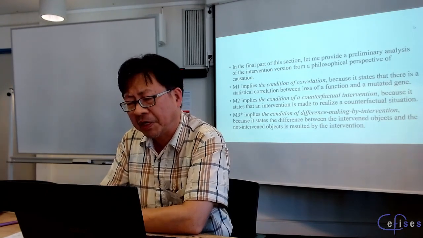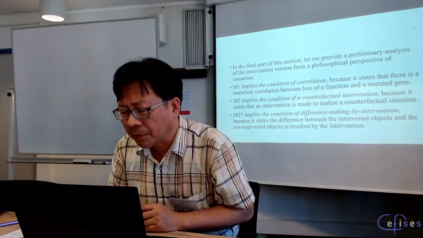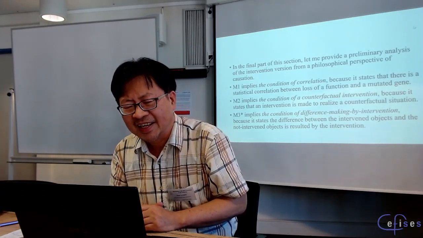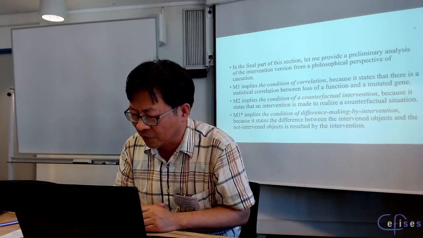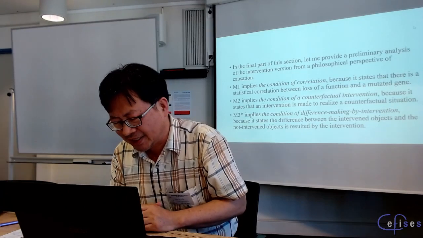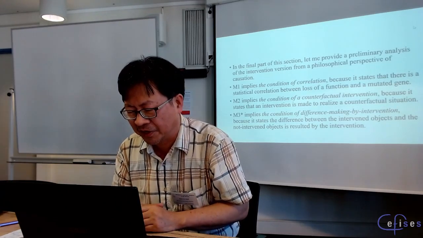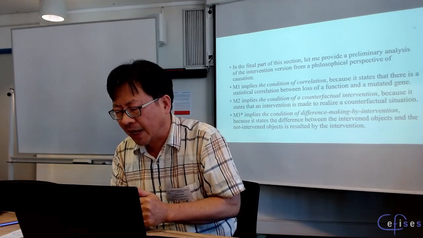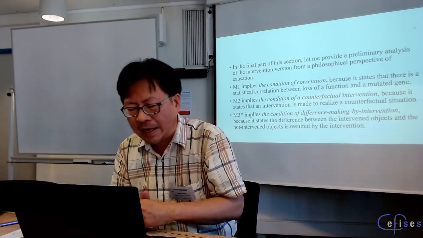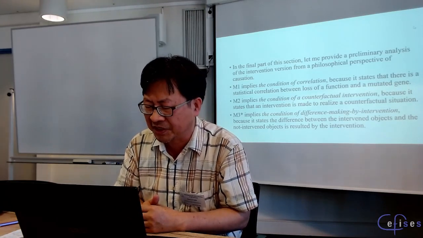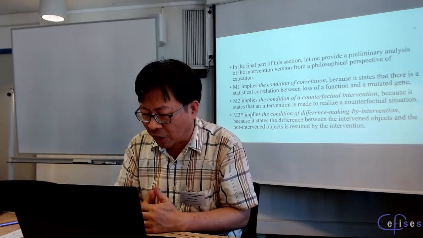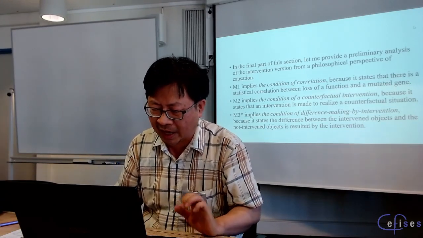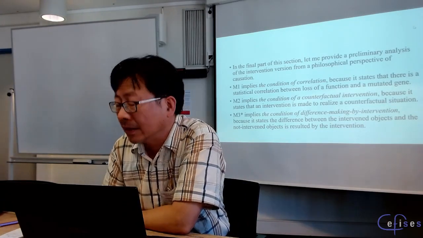In the final part of this section, let me provide a preliminary analysis of the intervention version from a philosophical perspective of causation. M1 implies the condition of correlation because it states there is a statistical correlation between a loss of a function and a mutated gene. M2 implies the condition of a counterfactual intervention because it states an intervention is made to realize a counterfactual situation. M3 implies the condition of difference making by intervention because it states the difference between the intervened objects and the non-intervened objects is a result of the intervention.